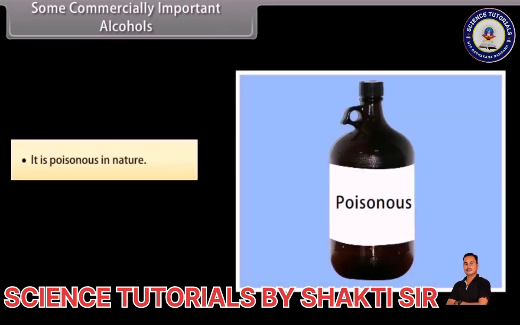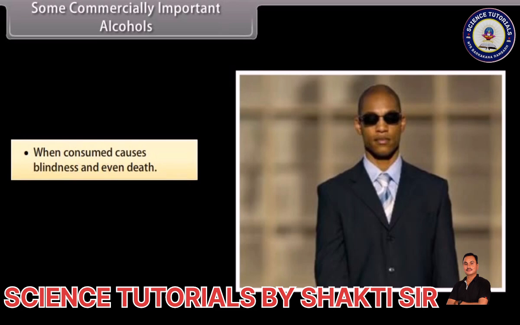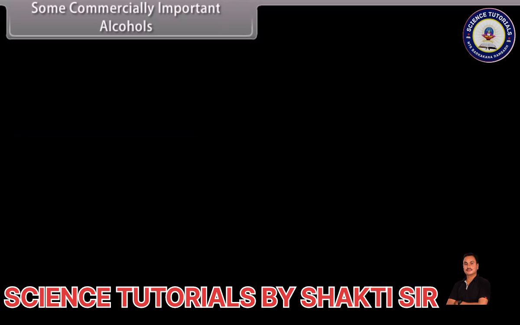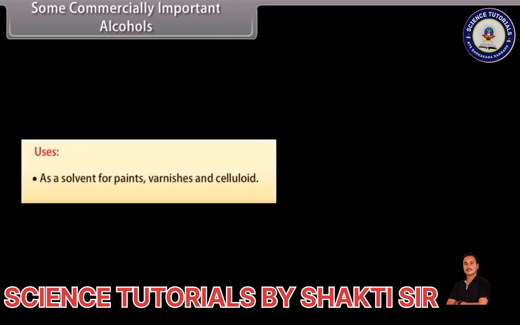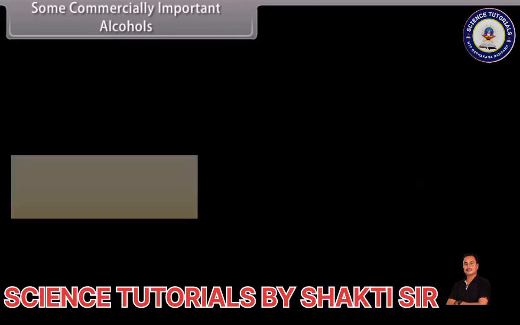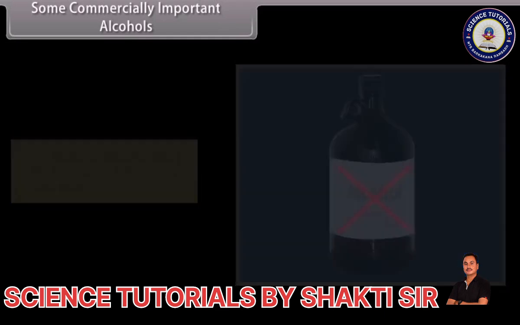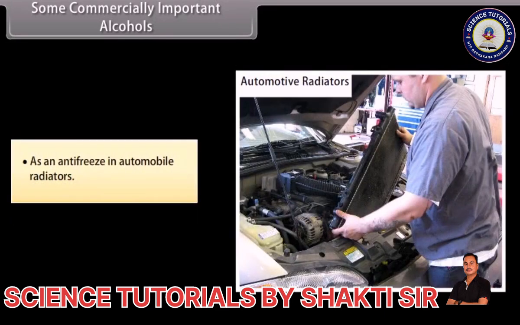It is poisonous in nature. When consumed, it causes blindness and even death. Uses. As a solvent for paints, varnishes and celluloid, for denaturing industrial alcohol, that is, to make it unfit for human consumption, and as an antifreeze in automobile radiators.